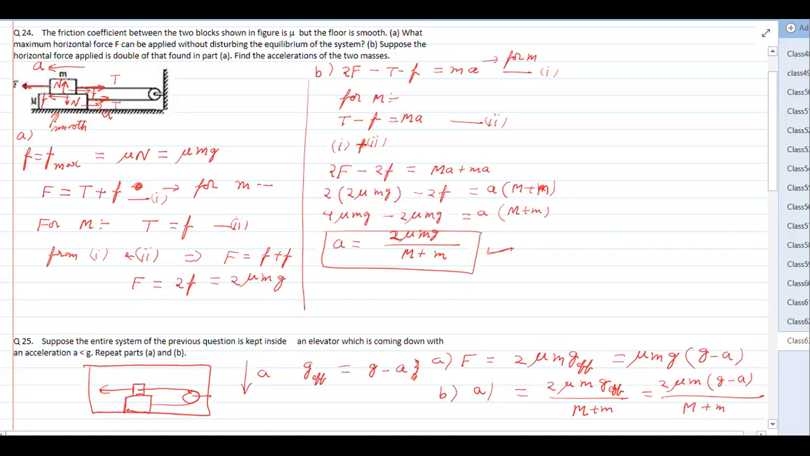So what is the main thing we should notice here? g effective we have to find. And how have we found the g effective? The apparent gravity force inside the lift is decreased by how much? By a. So g minus a we have to write. Why is it decreased by this value? Because the whole elevator is coming down with this acceleration. That's why, since it is coming down, we have to subtract it from the g.